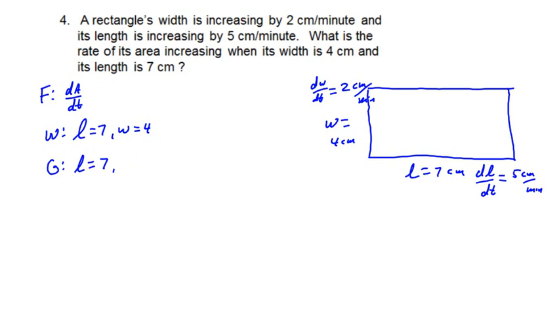You're given that dl dt is equal to 5 centimeters per minute and dw dt is equal to 2 centimeters per minute, and then our equation is going to be that of a rectangle. Area is equal to length times width.